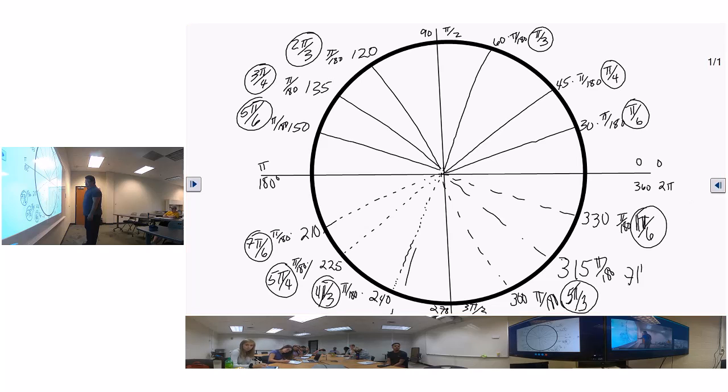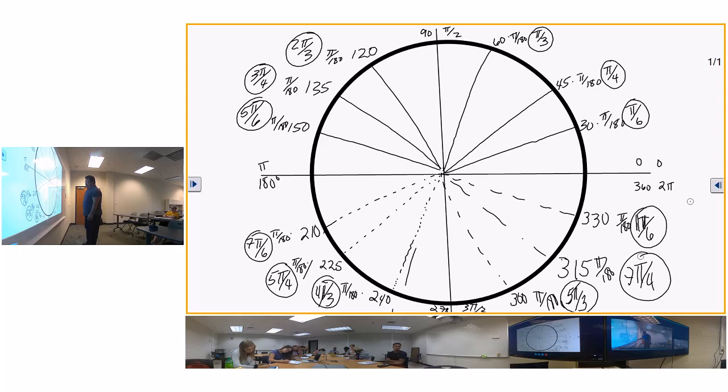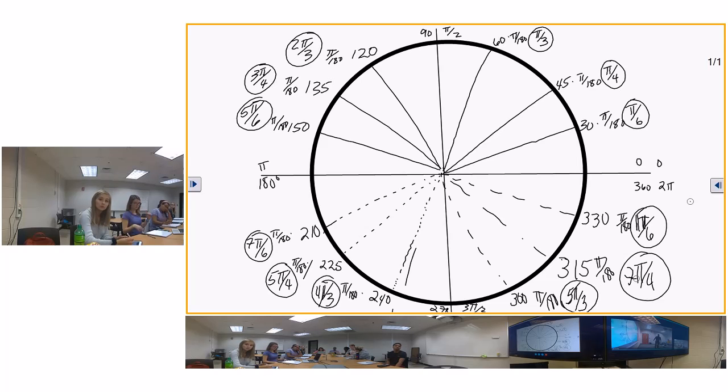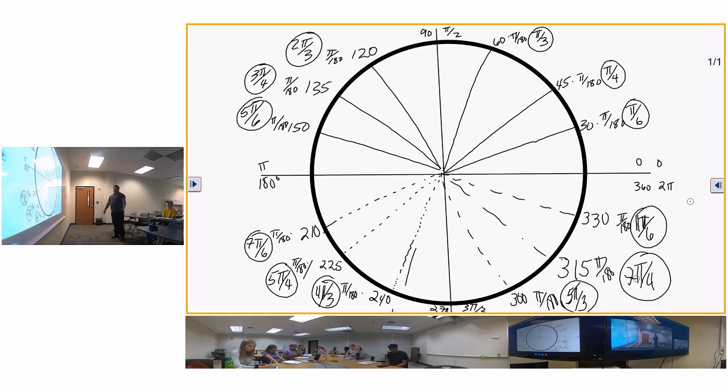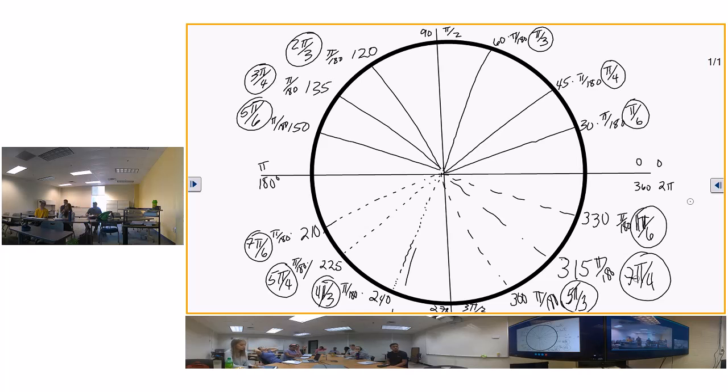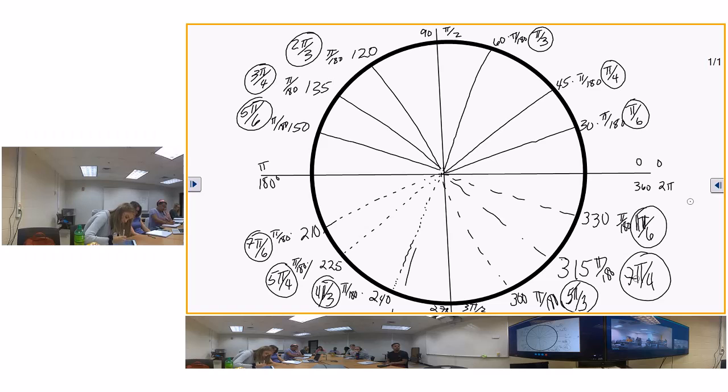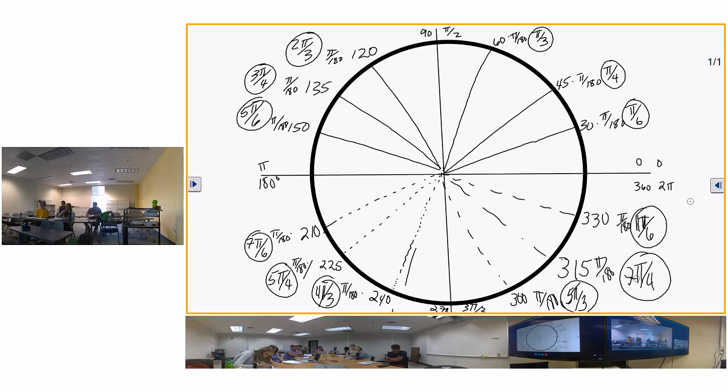Now, I'm going to show you a trick I learned in the war. What do all the 45 degrees have in common? Over 4. What do all the 30s have in common? Over 6. And then what do all the 60s have in common? Some of y'all might see that pattern.